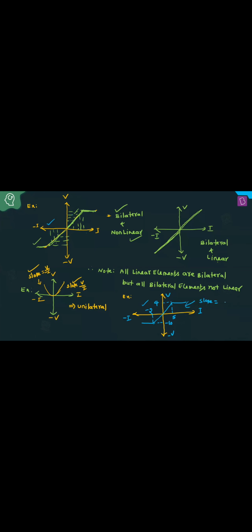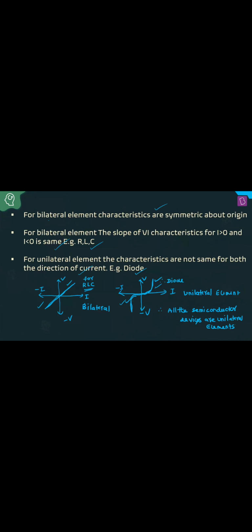In this direction the slope is 4 by 5, that is 0.8. What is the slope here, friends? The slope is minus 10 by minus 2, that is 5. Is the slope equal in both directions? If values are given, you find the slope in both directions according to the given values. This slope is different from that slope. So is it unilateral or bilateral? Unilateral.